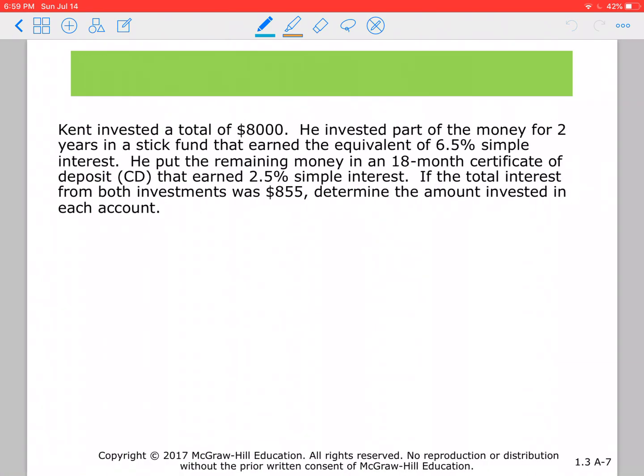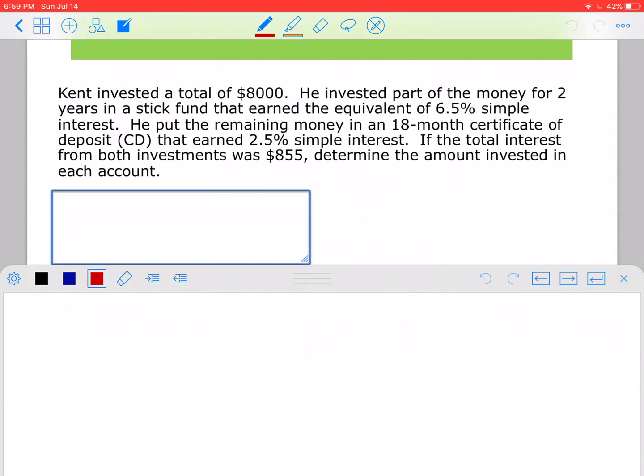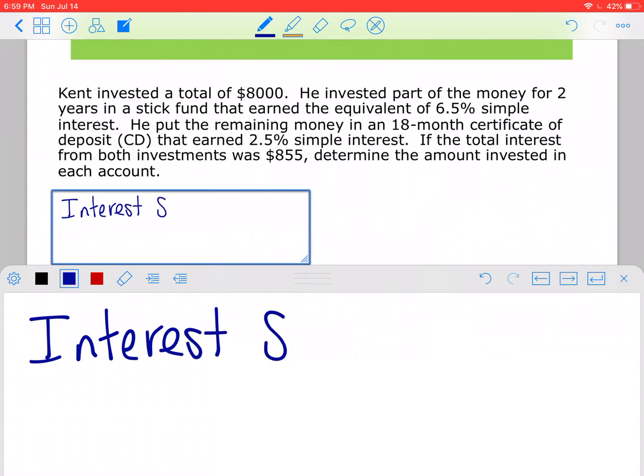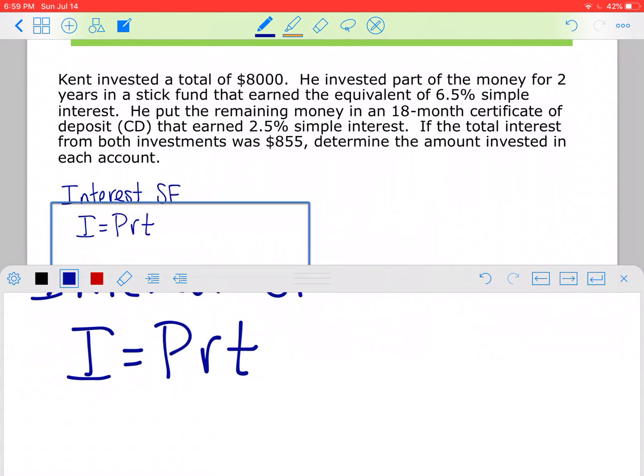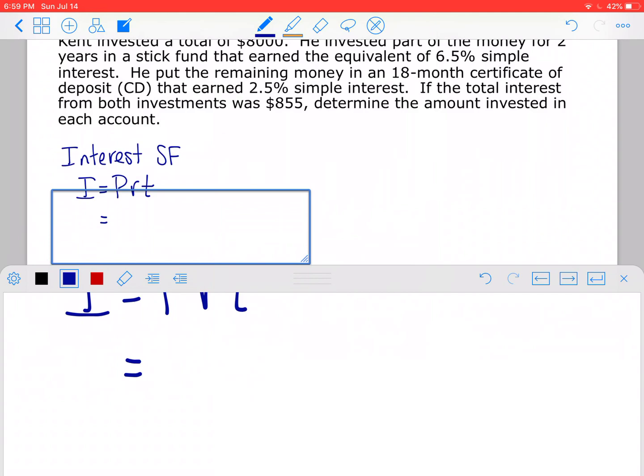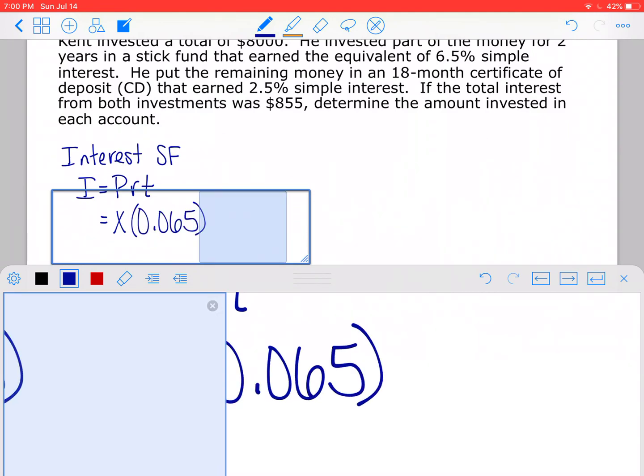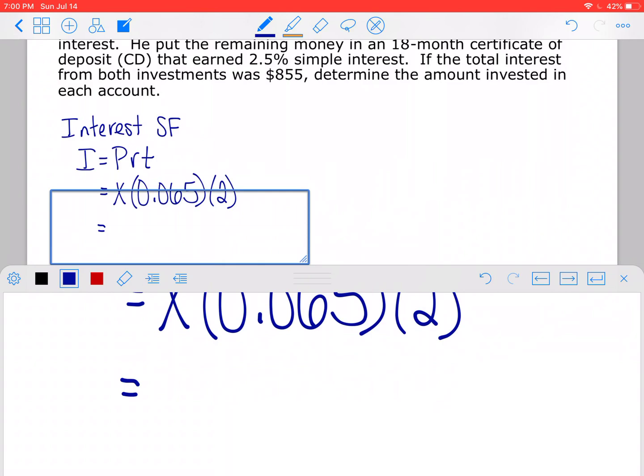So we need to find the interest for each case. So the interest for the stock fund, I equals PRT, will be the principal amount, which we defined as X. Then the rate for the stock fund was 6.5%, so that's 0.065. And the stock fund was for 2 years. And this reduces to 0.13x.